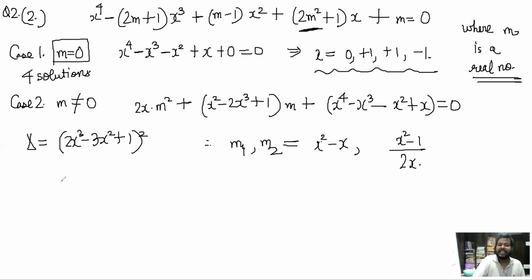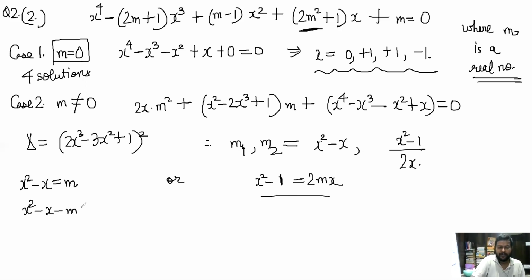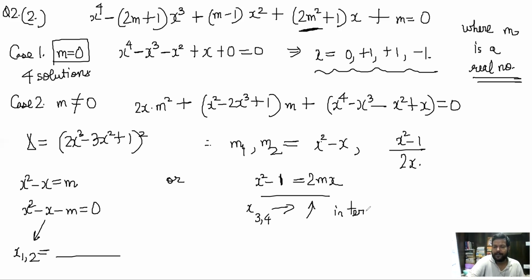So taking each case separately, you get two equations. x square minus x is equal to m, or you get x square minus 1 is equal to 2mx from the second root, right? These are two new quadratic equations now. So from here, I can find x1 and x2, roots of this quadratic in terms of m. And from here, I can find x3 and x4, roots of this quadratic in terms of m. And that will give you the answer of this problem.